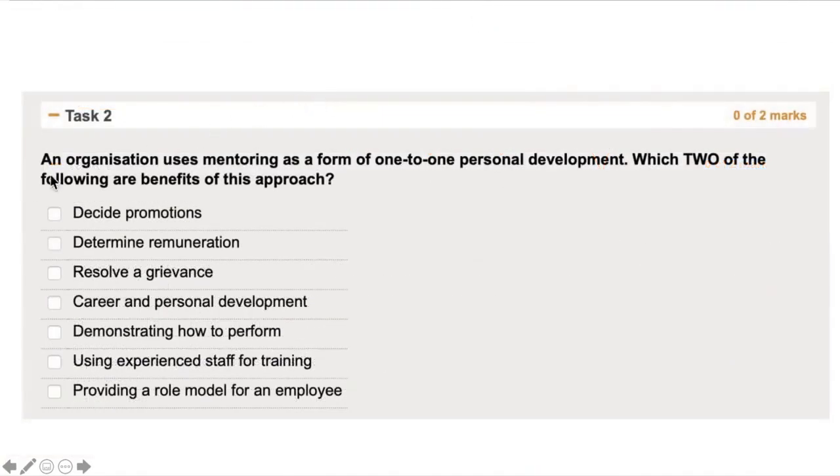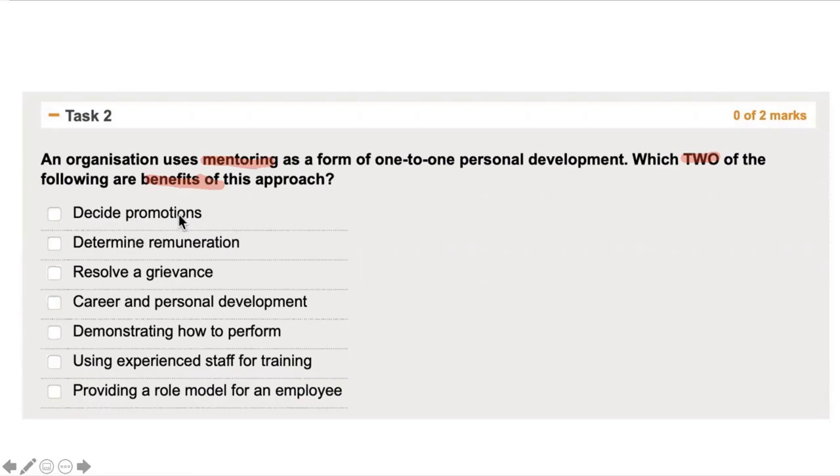Task 2, an organization uses mentoring as a form of one-to-one personal development. Which two of the following are benefits of this approach? So what are the benefits of this approach of mentoring? And if you remember from the definitions and from the discussion in the previous task 1, we talked about mentoring being long-term, being something that develops people, something done by a mentor that inspires rather than coaches someone on a day-to-day basis.